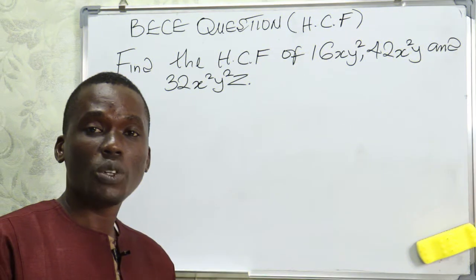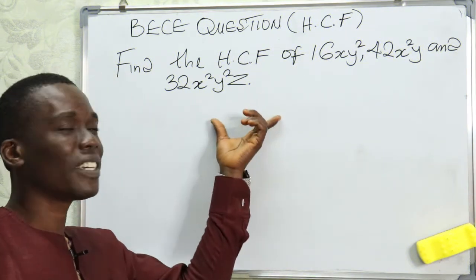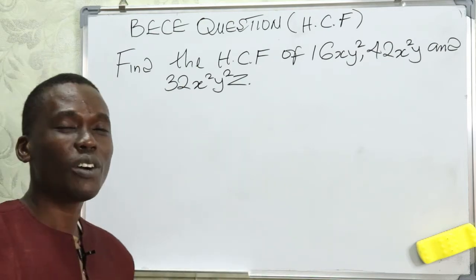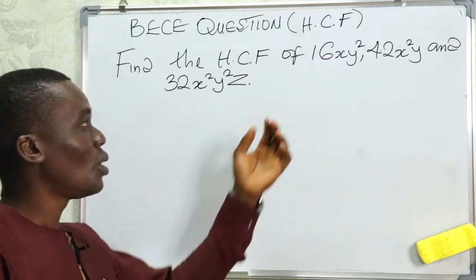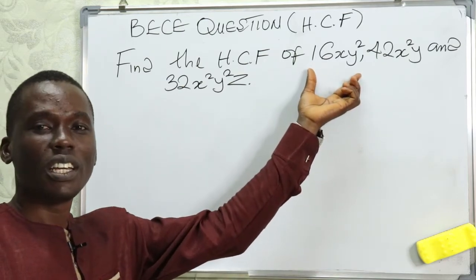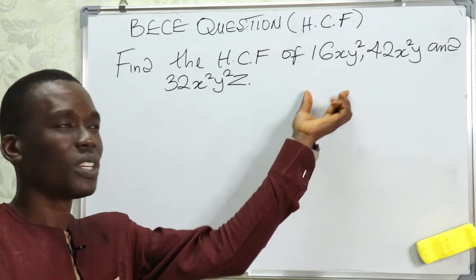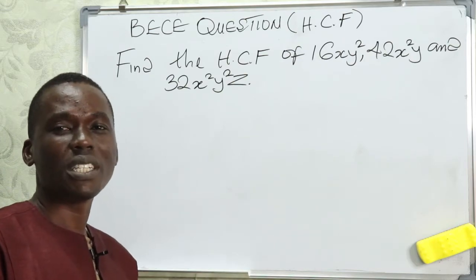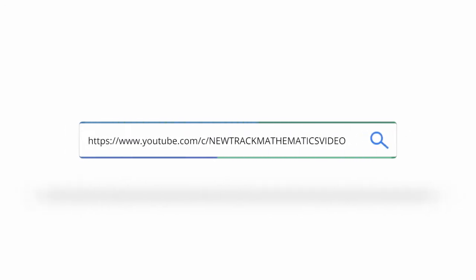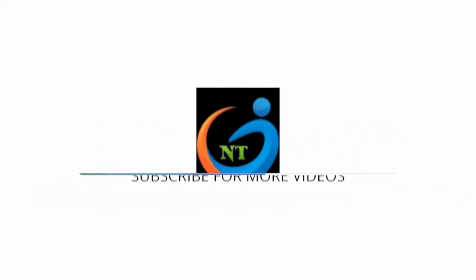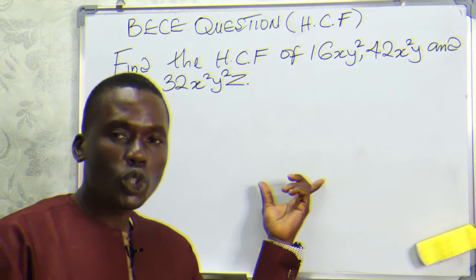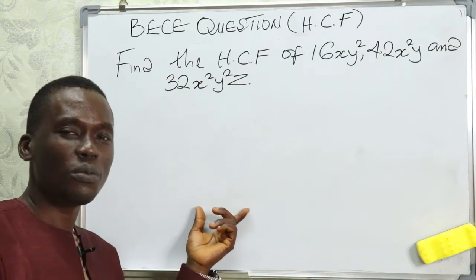Are you taking the junior WAEC examination? This is the kind of question you can be given, and in this question you're going to learn how to find the highest common factors of terms involving numbers and alphabets. This is a New Track Mathematics video. Let's go straight into the solution of this question.